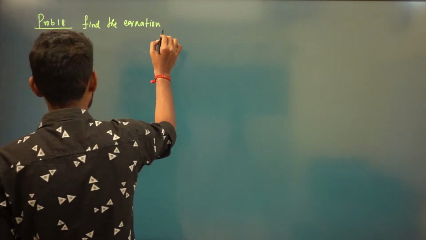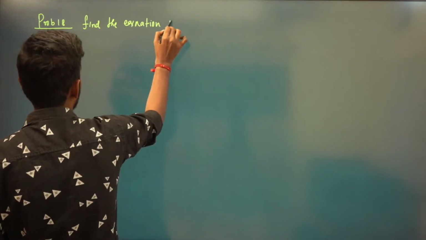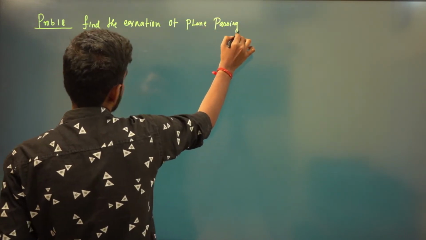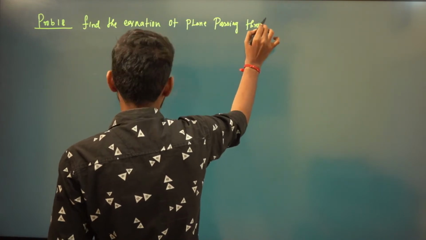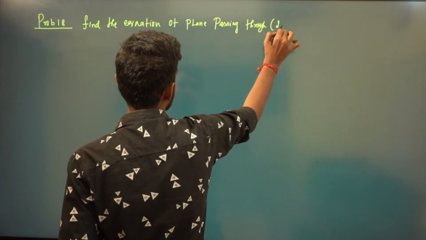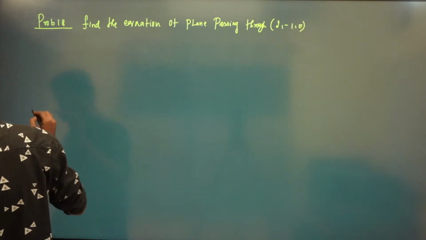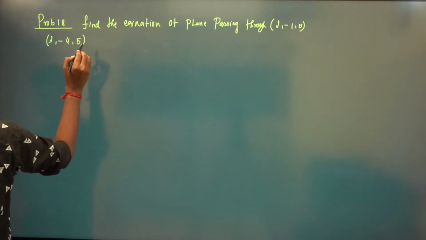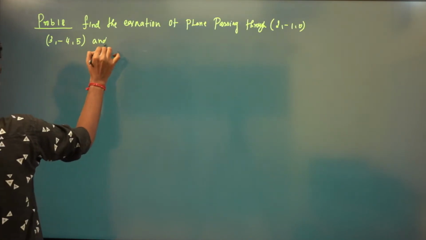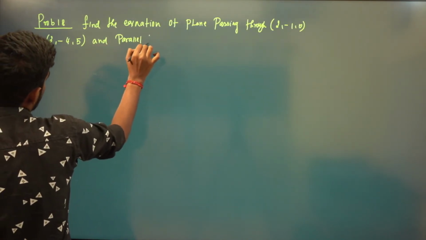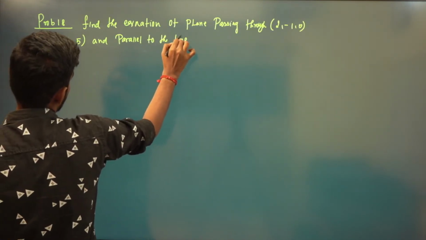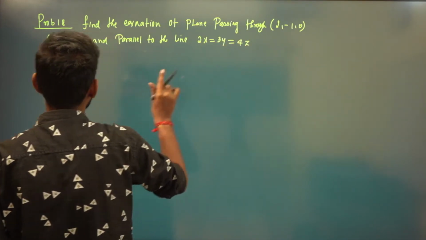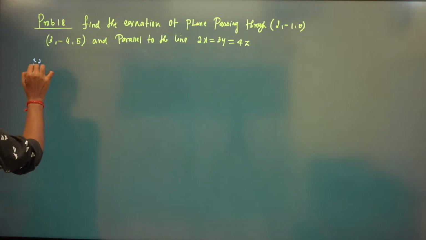Find the equation of the plane passing through 2, minus 1, 0 and 3, minus 4, 5, and parallel to the line 2x is equal to 3y is equal to 4z. Again, very simple. So find the equation of plane.